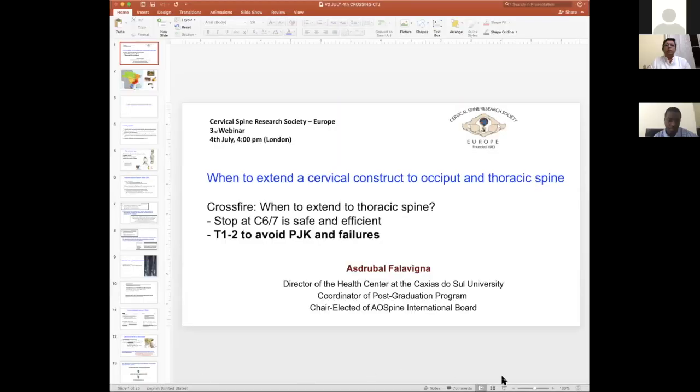Okay, so we have the other opinion that will be discussed by Asdrubal. Asdrubal basically is analyzing the literature and telling us when you should really extend to T1 or T2. Please go ahead, Asdrubal.